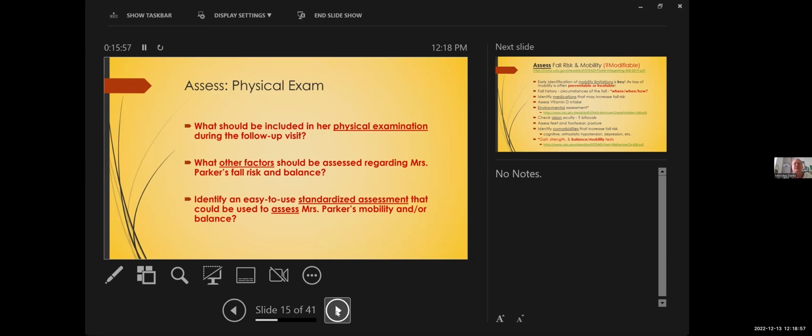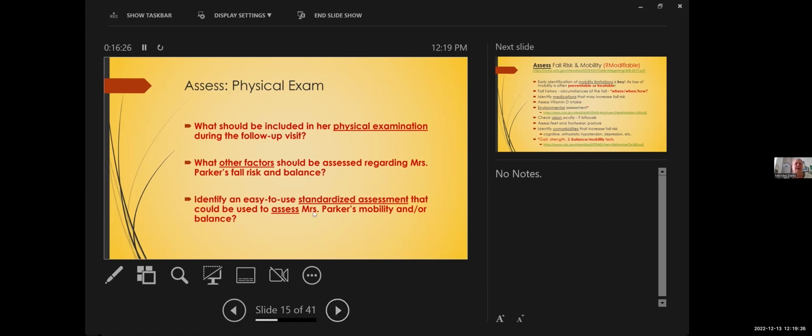So looking at her physical exam, what should be included in her physical exam during this follow-up visit? What other factors should be assessed regarding Mrs. Parker's fall risk and balance? And thirdly, what is an easy to use standardized assessment we could use to assess her balance a little bit further?